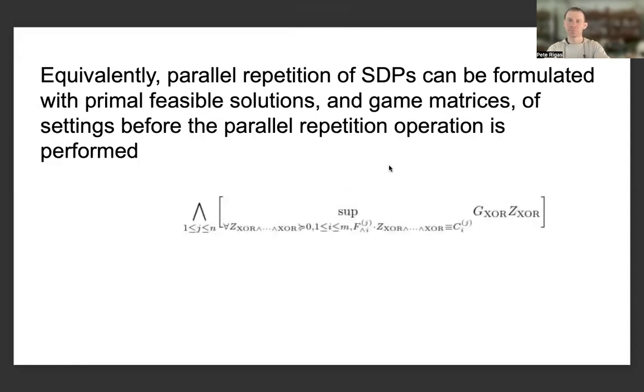And equivalently, parallel repetition of semi-definite programs can be formulated with primal feasible solutions and game matrices of game theoretic settings and multiplayer settings before the parallel repetition operation is performed, namely taking the same type of construction for the semi-definite program that we had given in the previous slide and performing the wedge operation, or the parallel repetition operation, across however many rounds of parallel repetition we're executing for the game of interest.